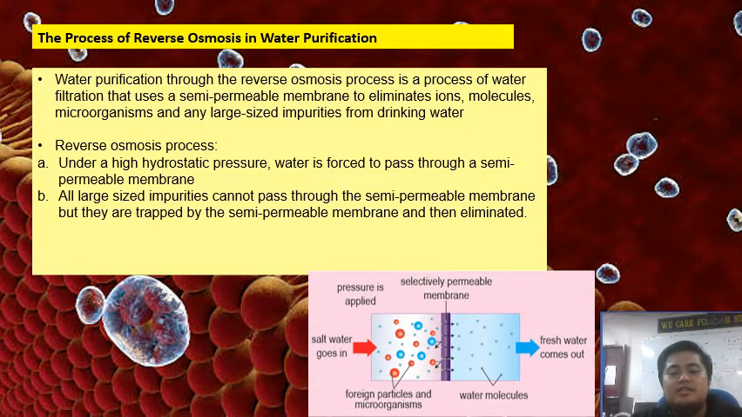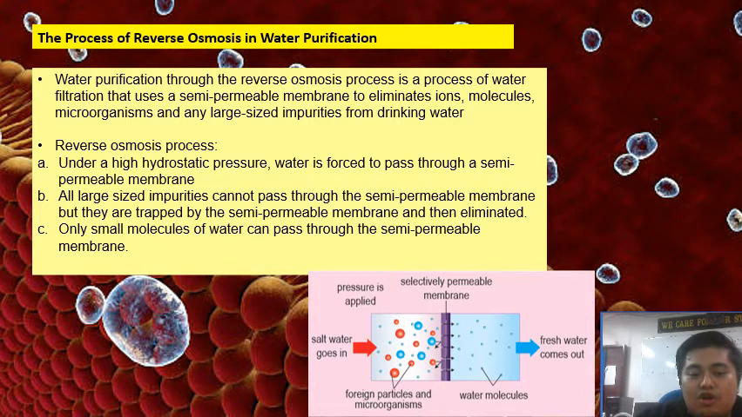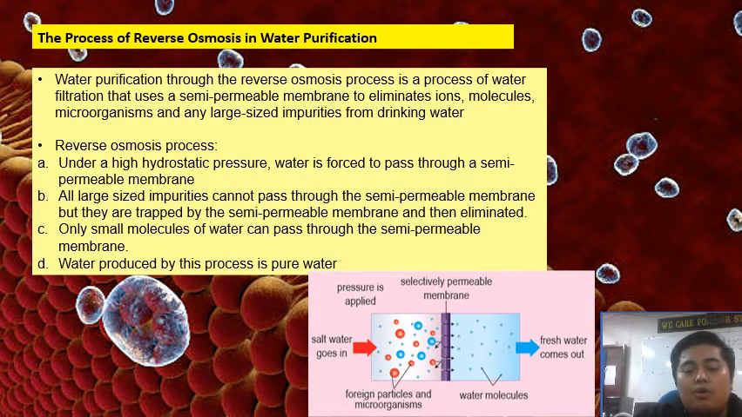All large size impurities cannot pass through the semi-permeable membrane, but they are trapped at the semi-permeable membrane and then eliminated. Only small molecules of water can pass through the semi-permeable membrane. Water produced by this process is called pure water.